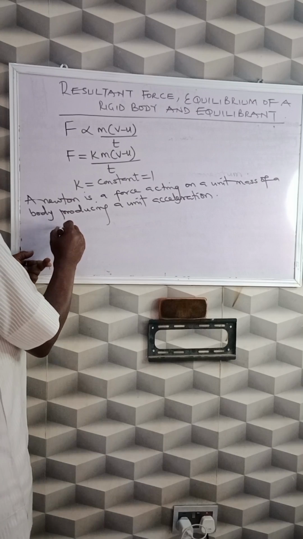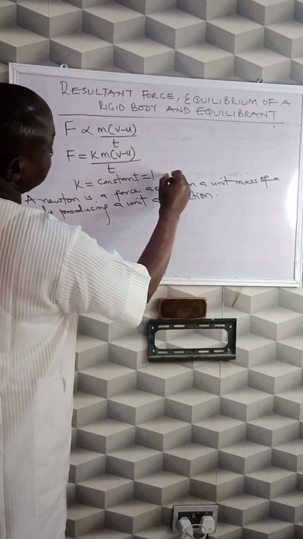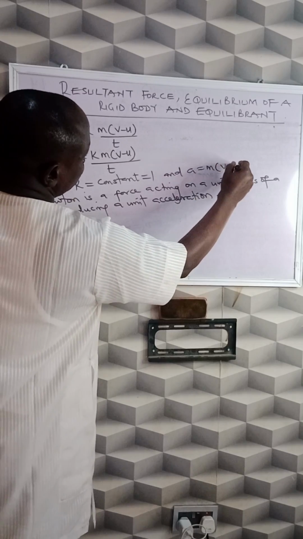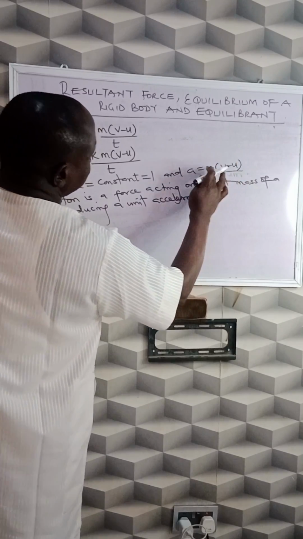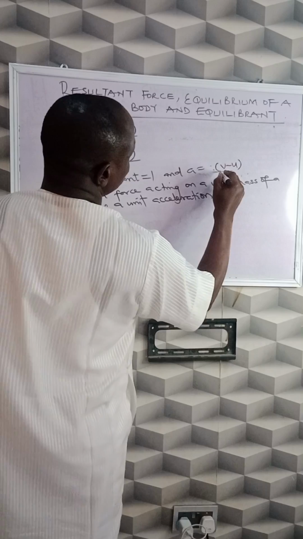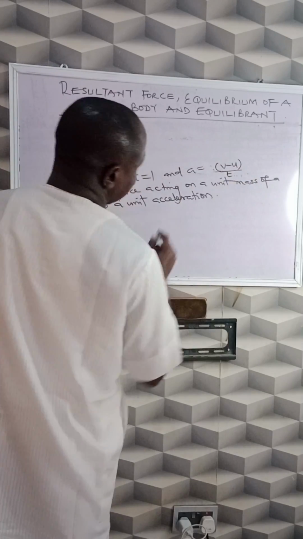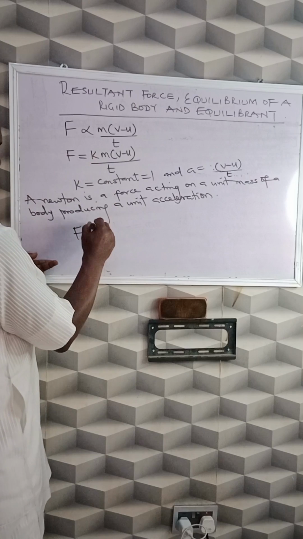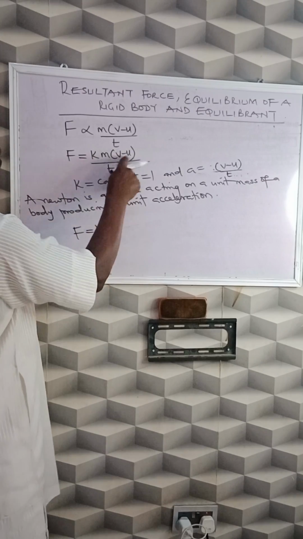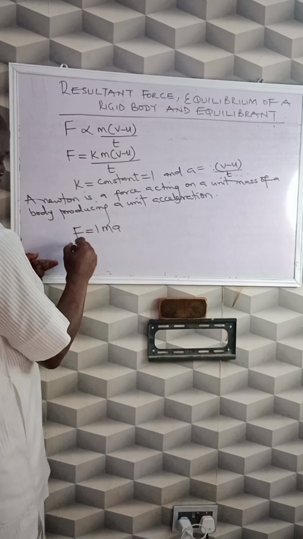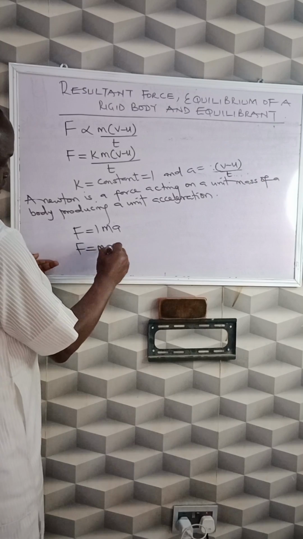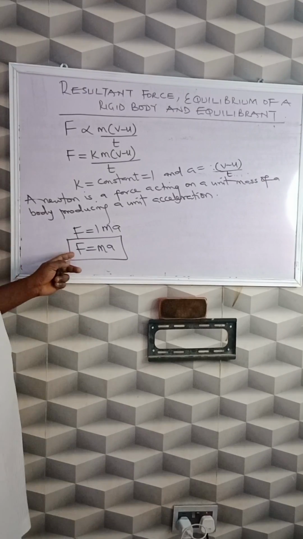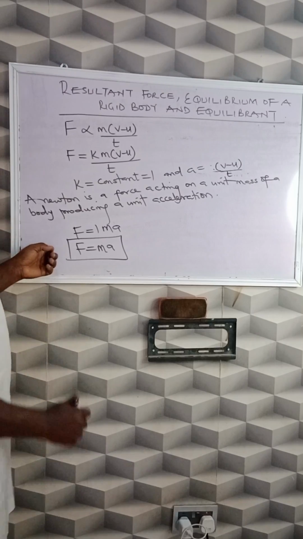So if k is equal to 1, and you know acceleration to be v minus u all over t, that is acceleration. So I can replace this by writing k is 1, this is m, v minus u over t is a. So F is equal to ma. This is how to prove that force is equal to ma. So we've been able to achieve the force to be mass times acceleration.